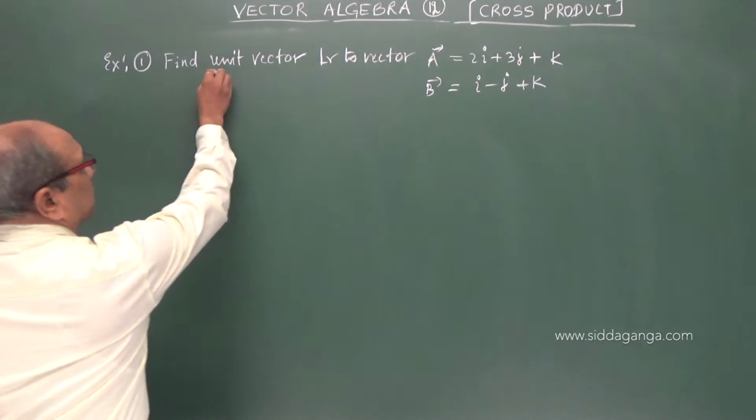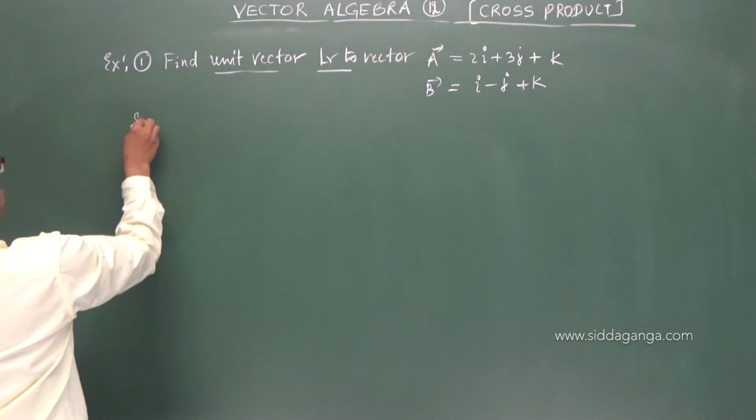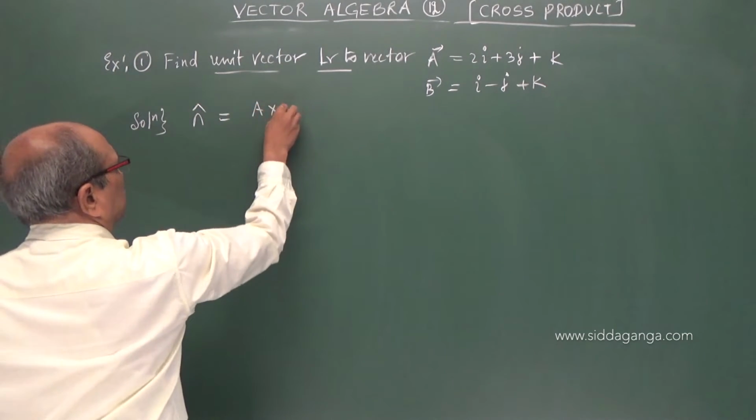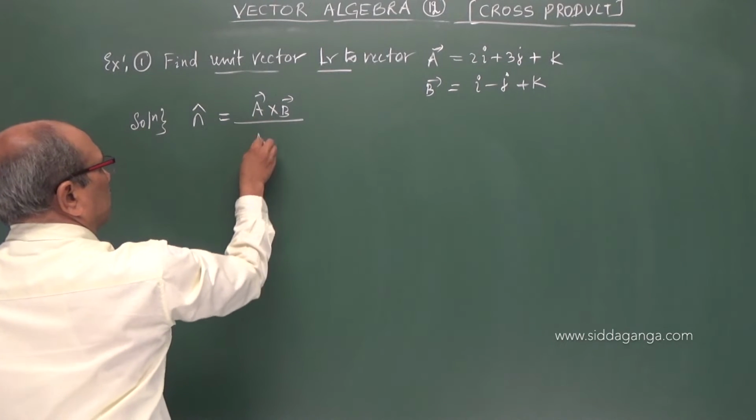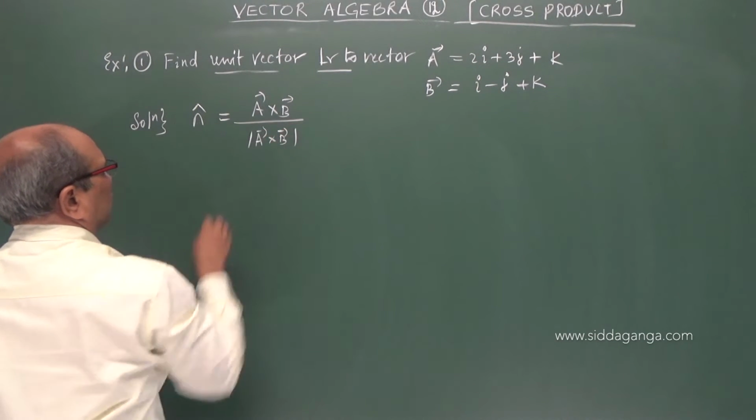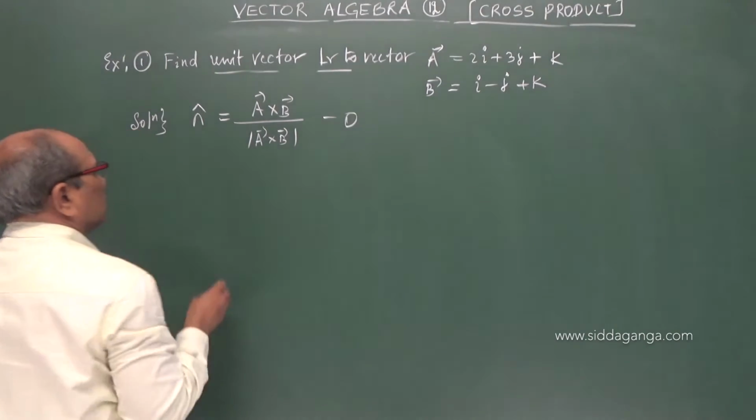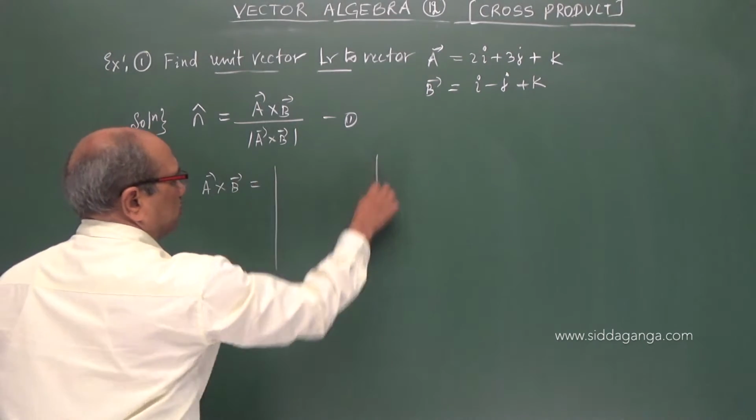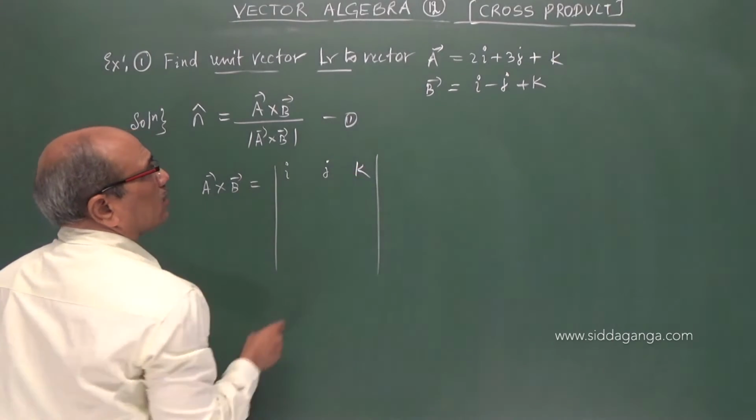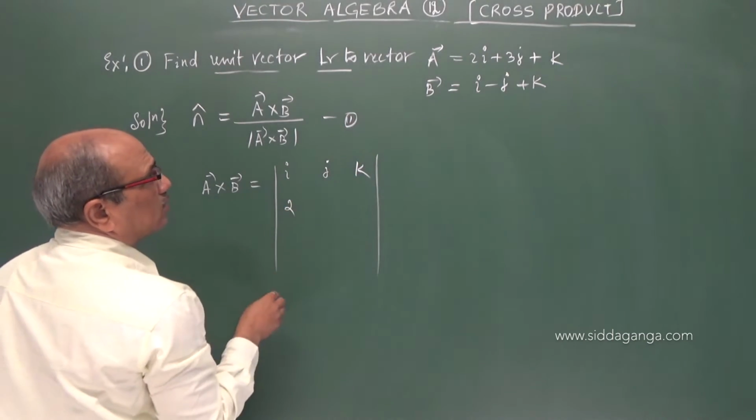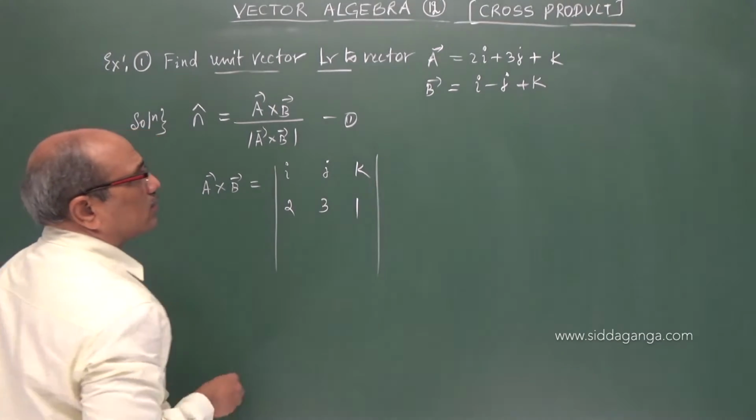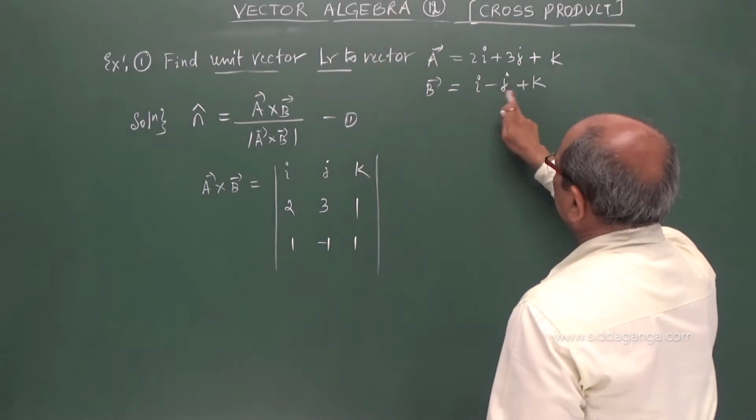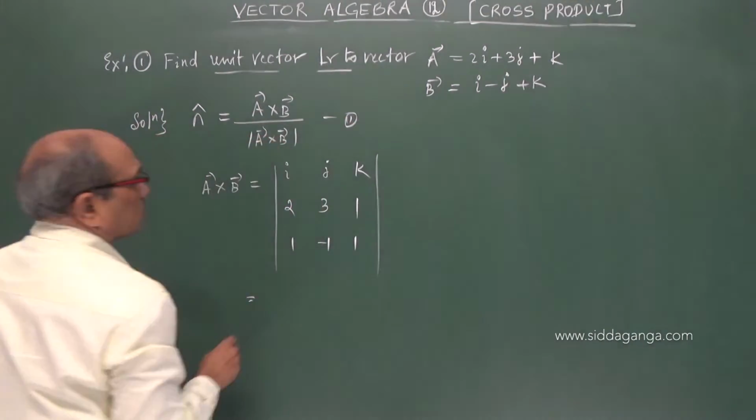So when a unit vector perpendicular is asked, the solution is n equal to a cross b divided by the magnitude of a cross b. To find this, you have to use the concept of determinants. a cross b equal to the determinant with rows i, j, k, then the coefficients 2, 3, 1, and 1, minus 1, 1.